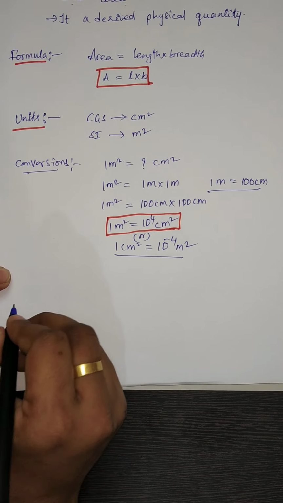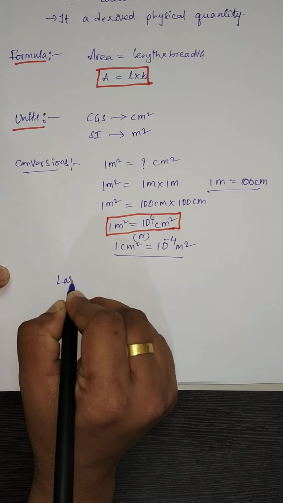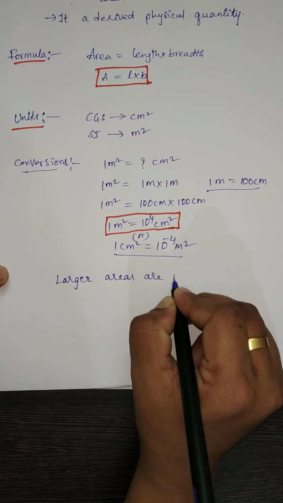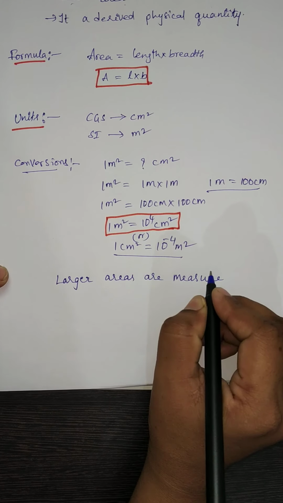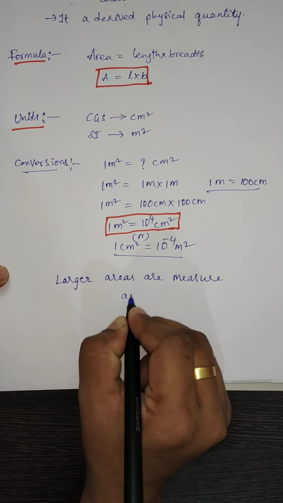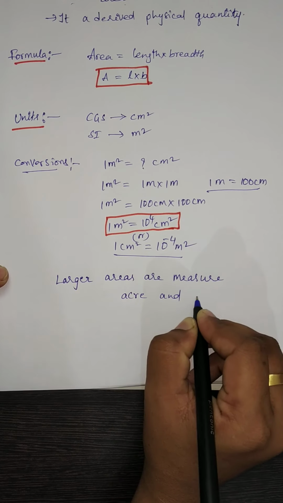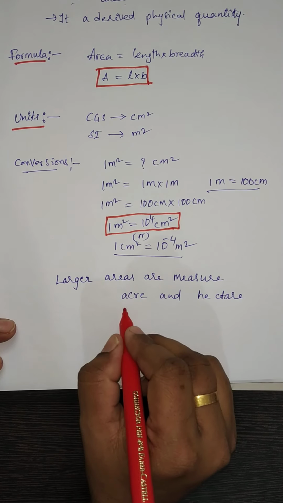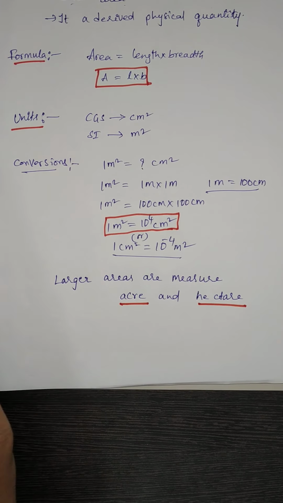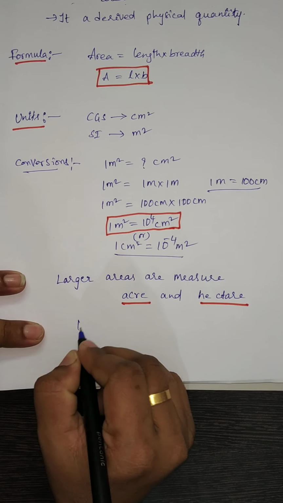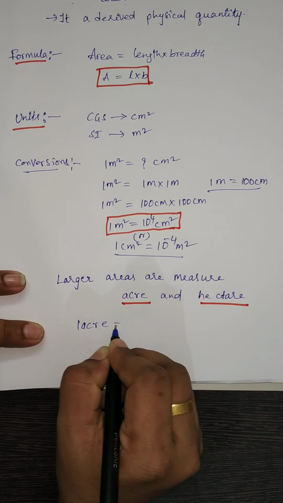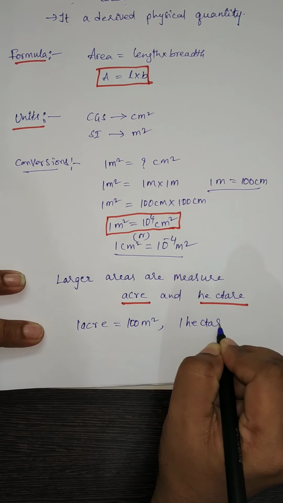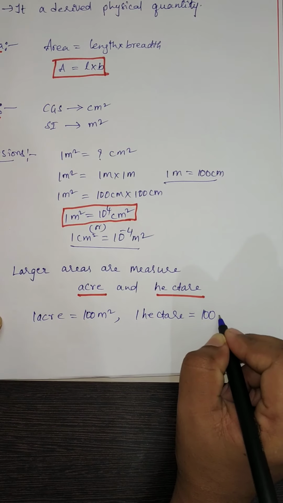And larger areas are measured by using the units acre and hectare. Larger areas are measured with hectare and acres. 1 acre is equal to 100 meter square and 1 hectare is equal to 100 acres.